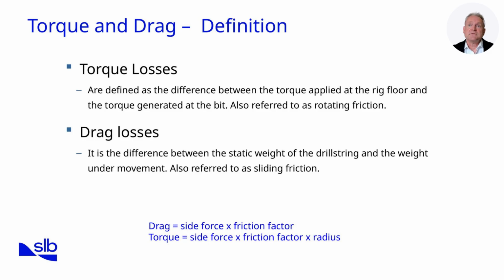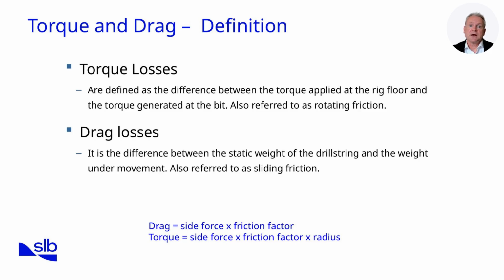Torque and drag are fundamental concepts in directional drilling that describe the mechanical forces acting on the drill string as it interacts with the wellbore. Torque is the rotational force required to turn the drill string at the surface. As we rotate the pipe, frictional resistance builds up along the borehole wall, particularly in deviated and horizontal sections. This resistance increases with well length, contact forces, and borehole curvature.